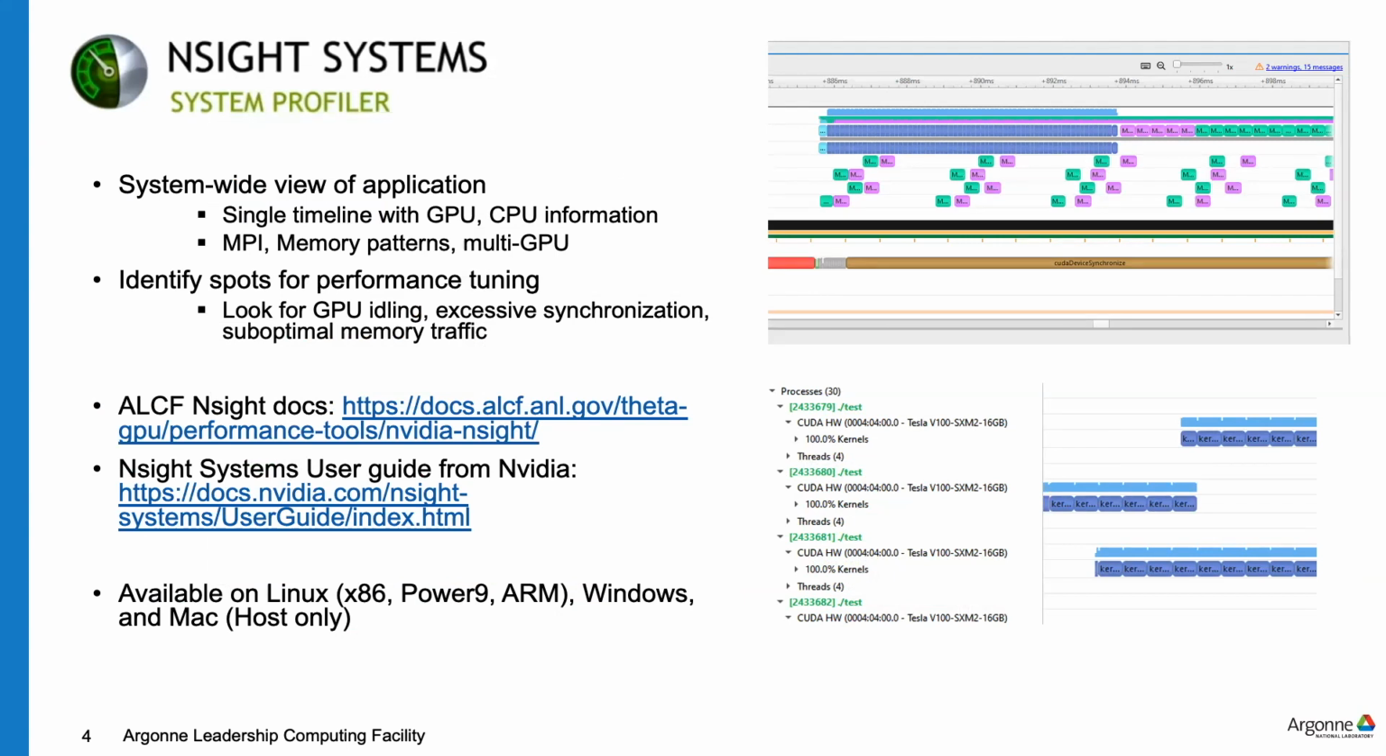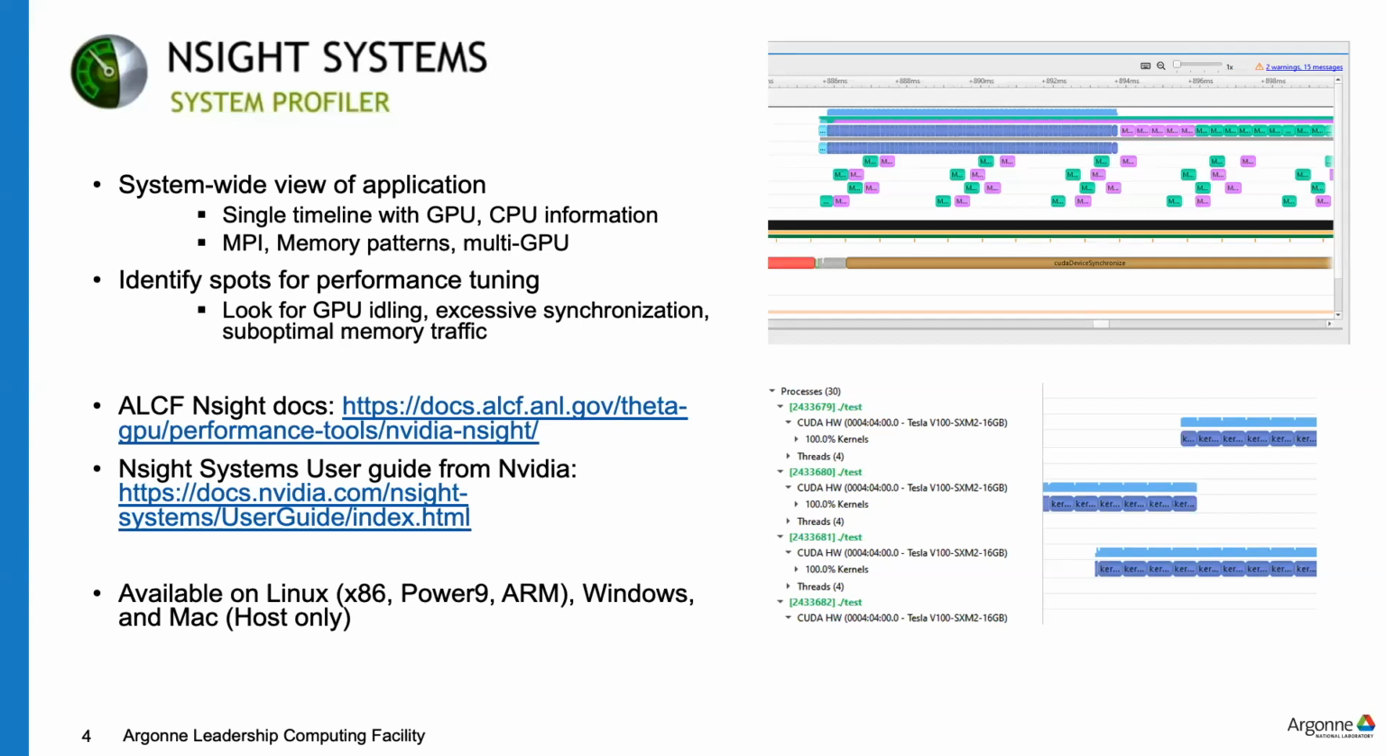You want to look for places where the GPU is idle, like bare spots in the profile, excessive synchronization, suboptimal memory traffic, or if you see big memory traffic, like a copy to host, a big kernel, and then a big memcopy back to the host, you might think, oh, maybe I could use overlapped compute and memory transfers and break it up and essentially hide the memory transfer. I included 2 docs, a great one that is hosted at ALCF, and the Nsight Systems user guide from NVIDIA.